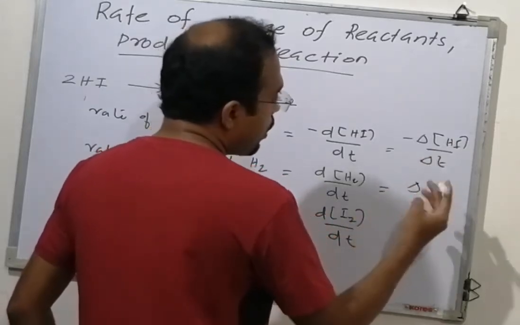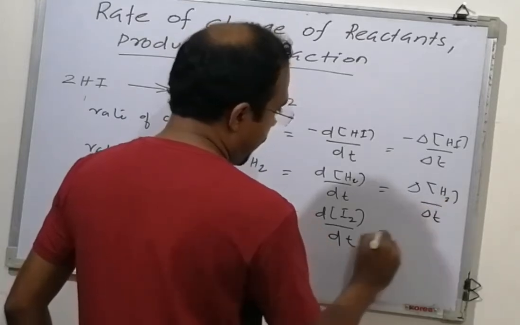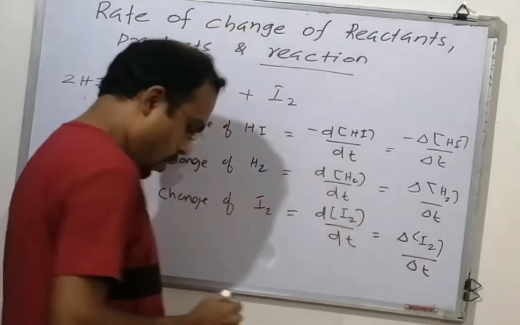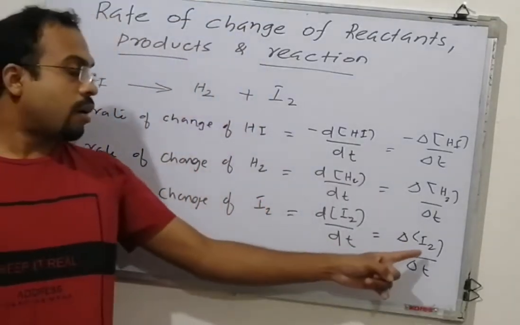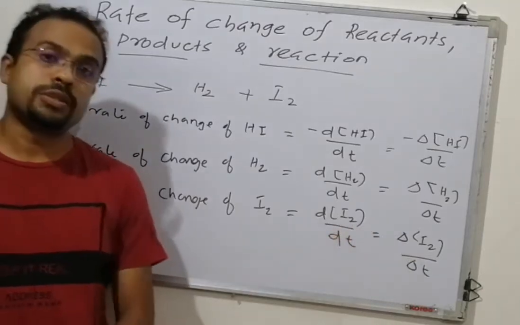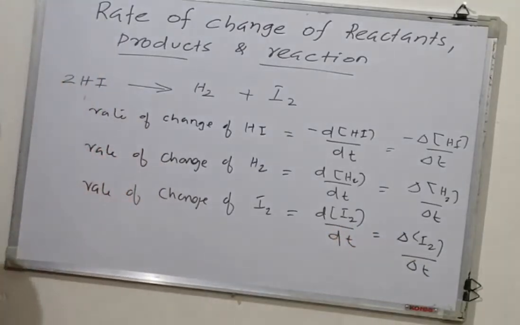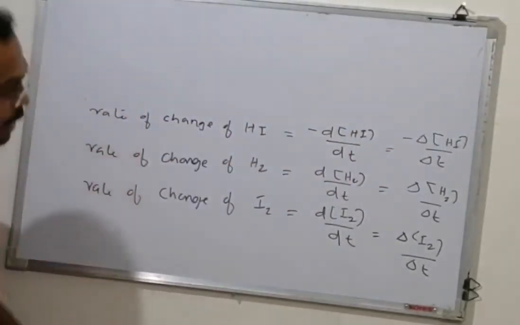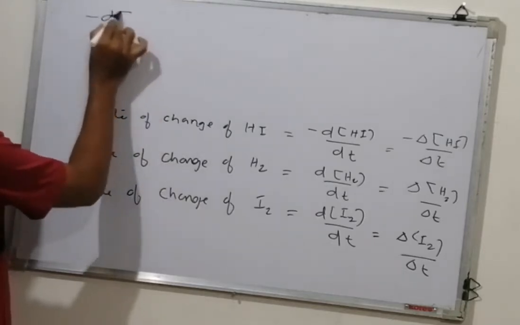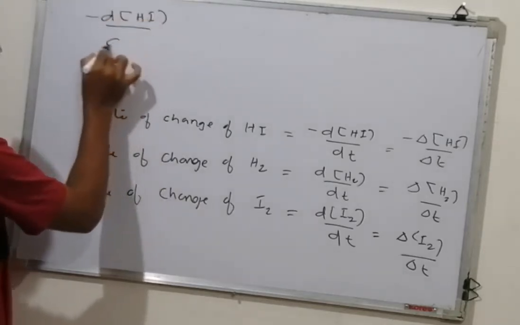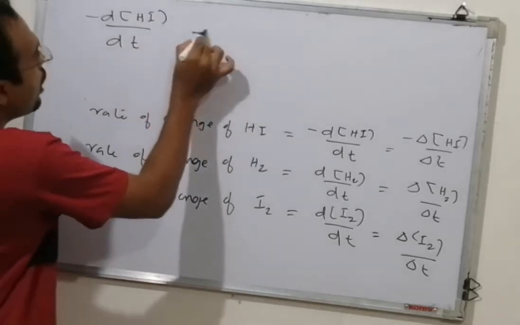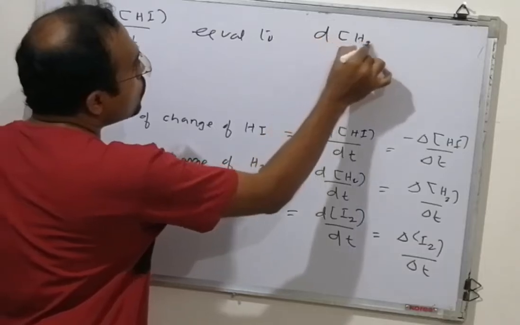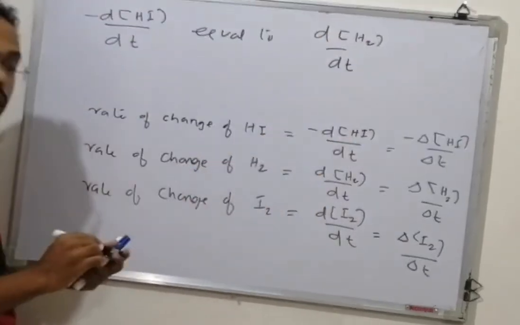Delta H2 by delta T. Delta I2 by delta T. This is the individual average speed, this is the individual instantaneous speed. And this is my question. I have already asked the question. Is minus d[HI] by dt equal to d[H2] by dt? Is it equal?